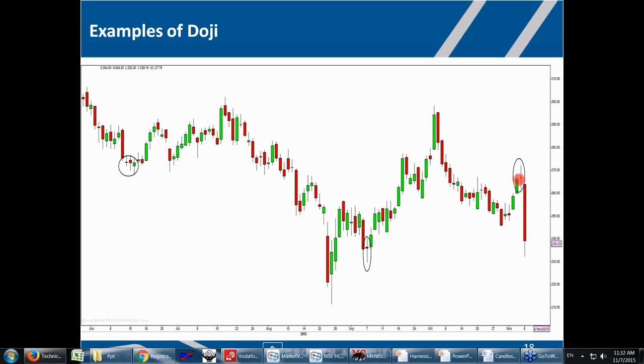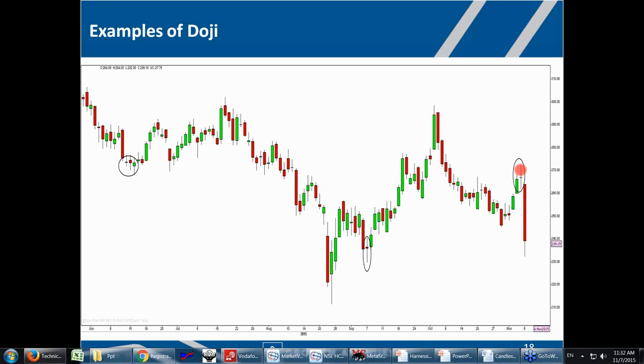But the doji had already indicated this ahead of the news which emerged, and you can see here there is a doji emerging. There are other sets of resistances here. So candlesticks can be seen by themselves.